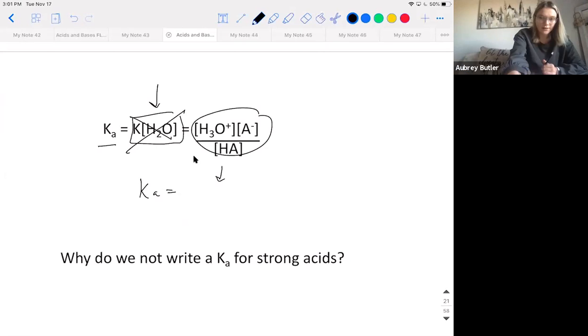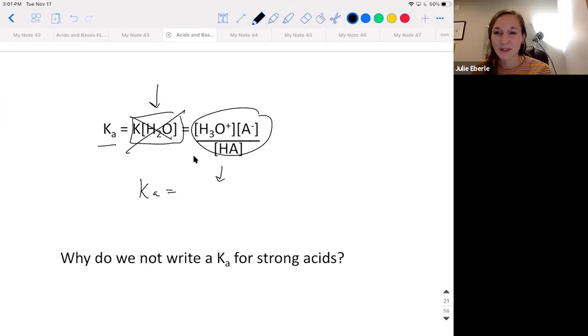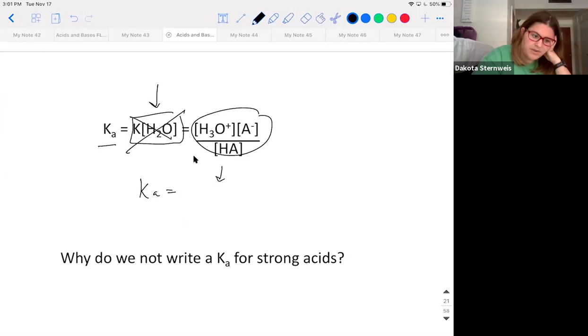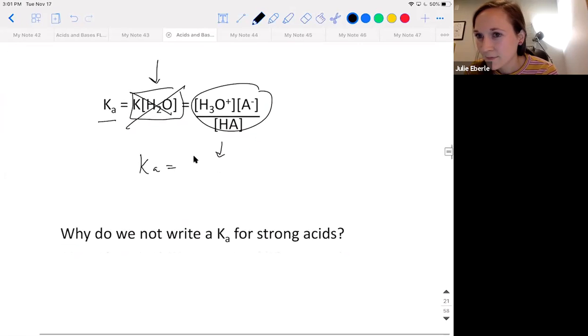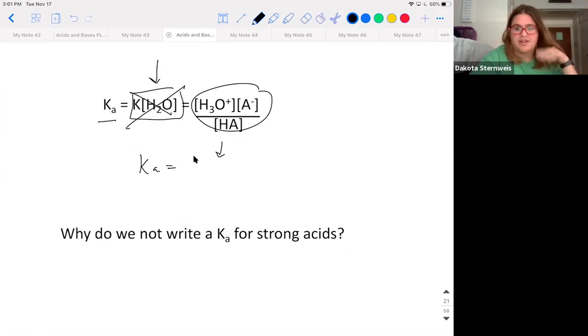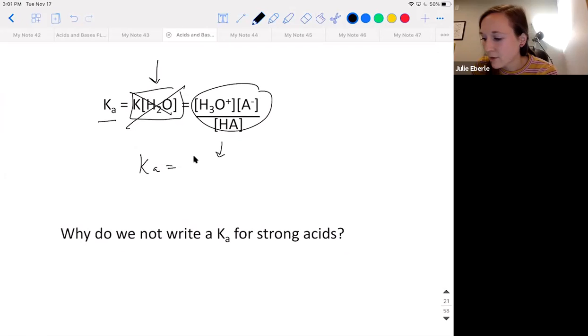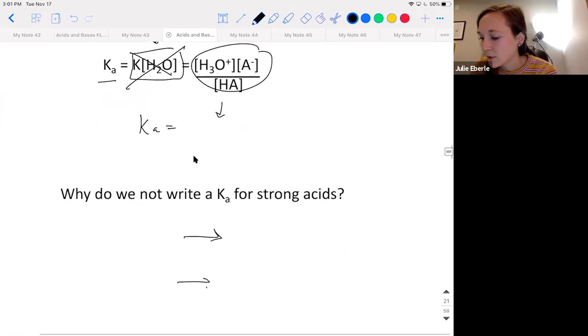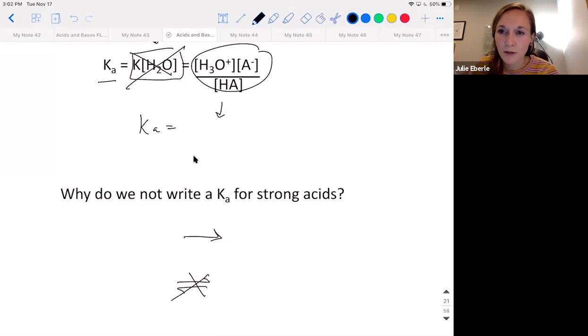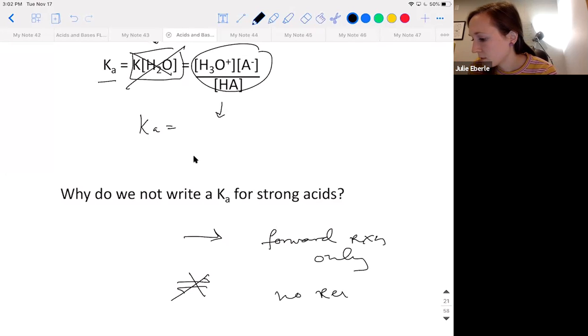Does it have to do with water or no? Anybody have another thought? Anybody else? Everything disassociates. What was that, Dakota? If you have a strong acid, everything disassociates. Yeah, you have a one arrow, remember? You don't have the double arrow for strong acids. Everything completely dissociates, so there's no equilibrium here. There's no reverse reaction. It's just a forward reaction only. No reverse.